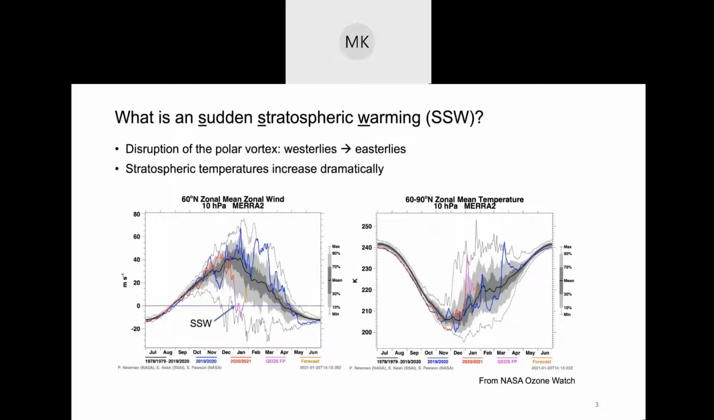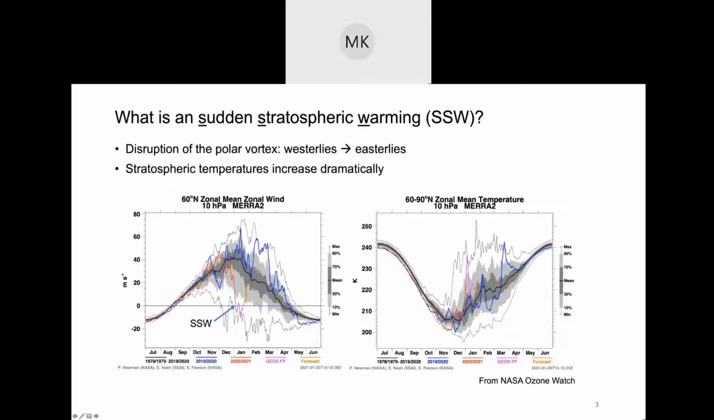The disruption of the polar vortex means the normal westerly flow reverses to easterlies. In this winter, we also have an SSW event. Now we will show the time evolution of the strength of the polar vortex, which is usually represented by the zonal mean zonal wind at 10 hPa and 60 degrees north, on the left panel.